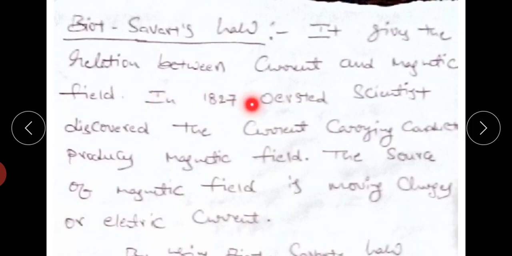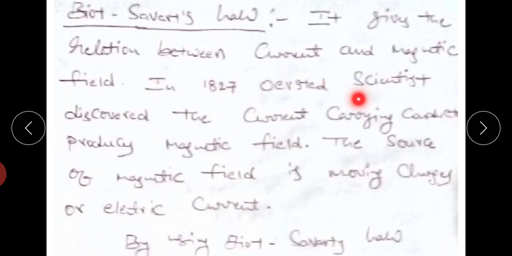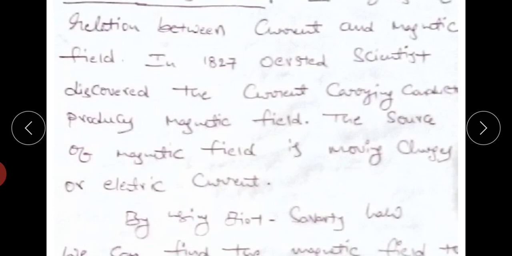In 1827, scientist Ørsted discovered that a current carrying conductor produces a magnetic field. We know that a current carrying conductor produces a magnetic field, but it was first discovered by scientist Ørsted in 1827. Before that, we produced magnetic fields by using permanent magnets only. After 1827, electromagnets exist.